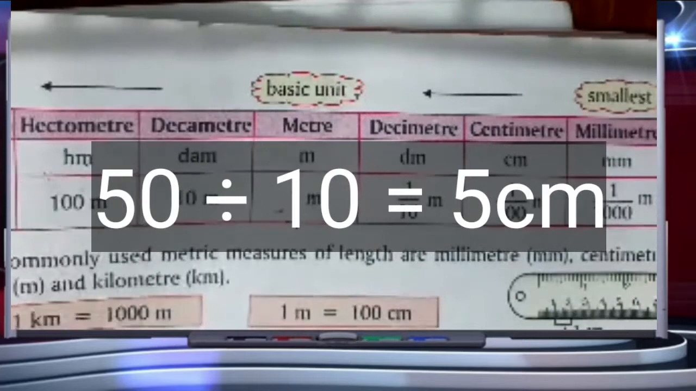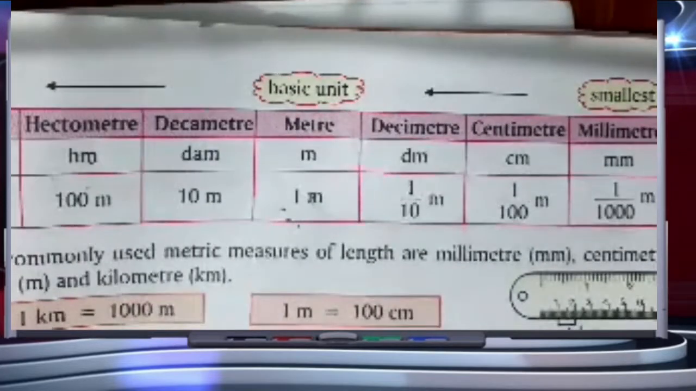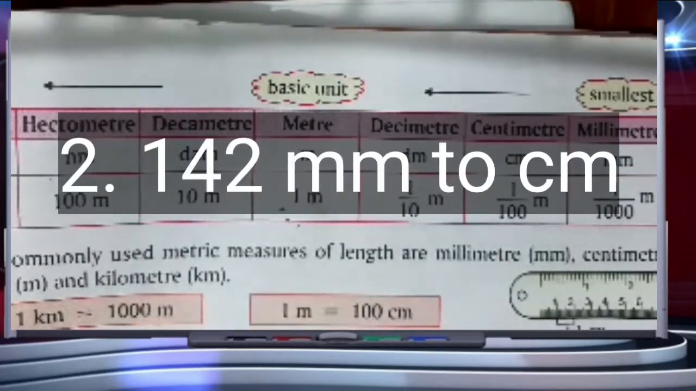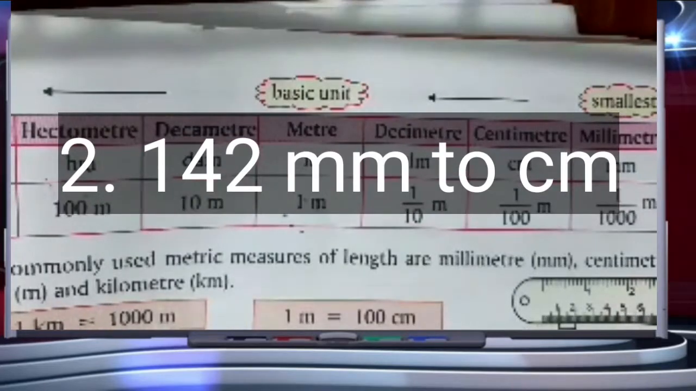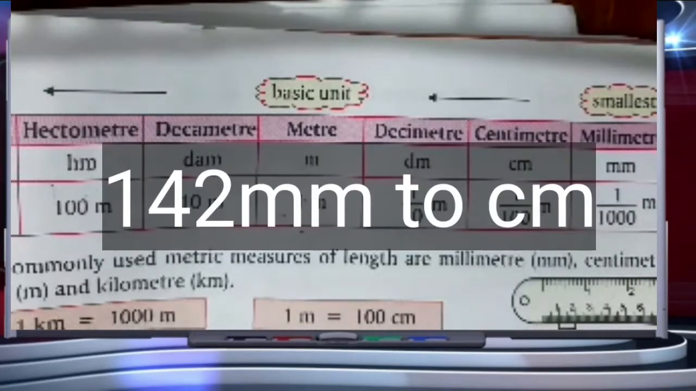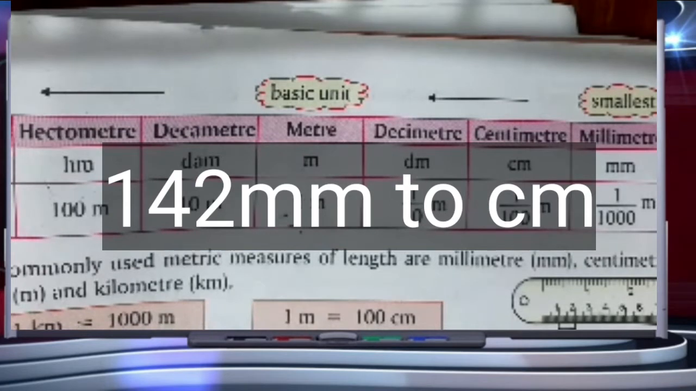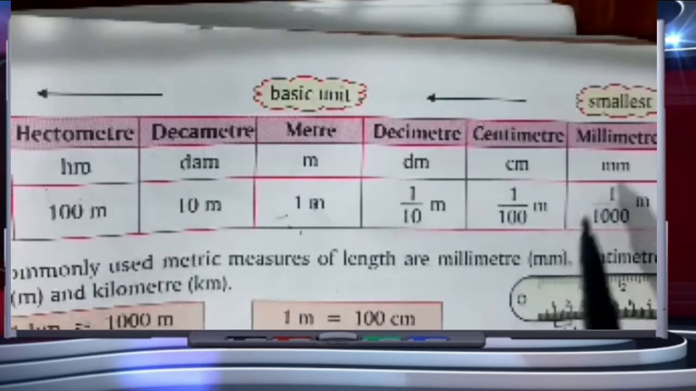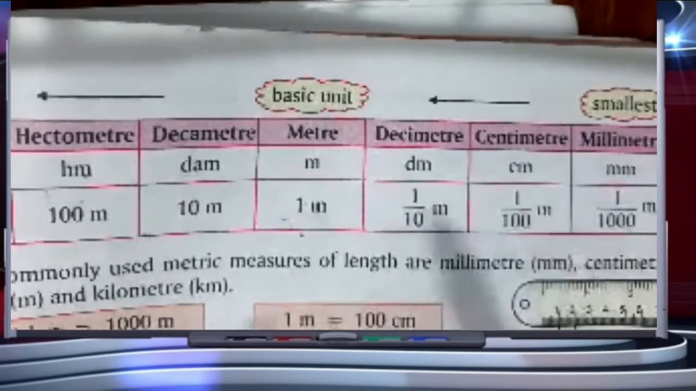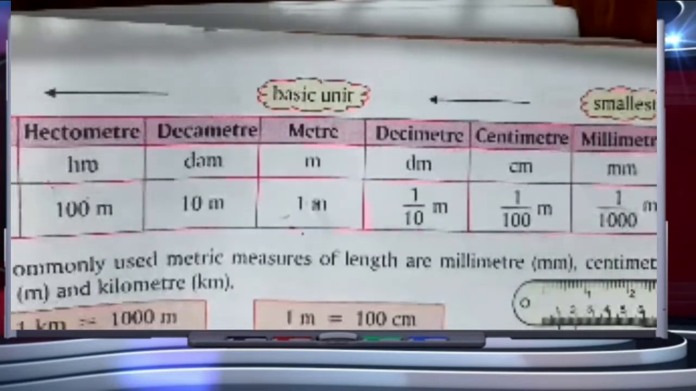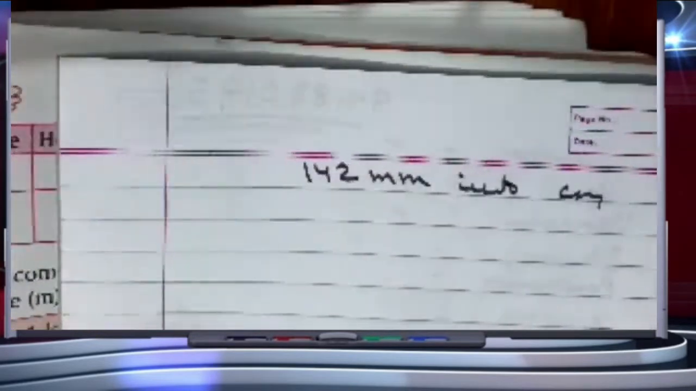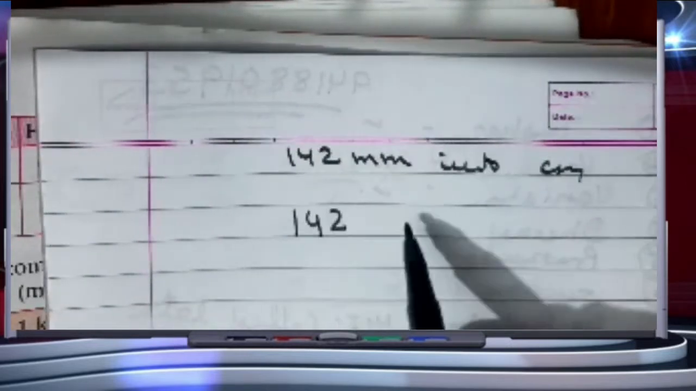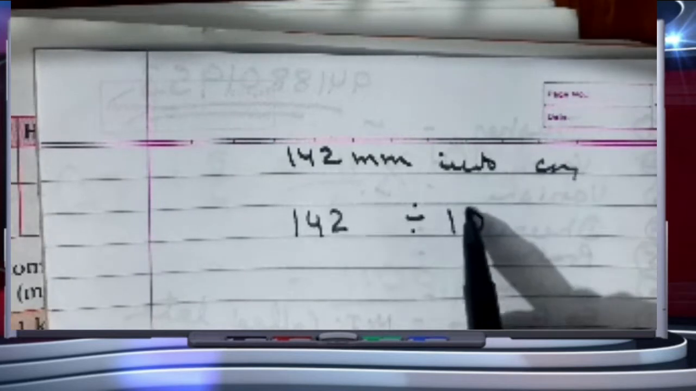So here 50 divided by 10 is equal to 5 centimeter. Now let us do question number 2. It is 142 millimeters into centimeters. Again, millimeter to centimeter, it means we will divide by 10. One jump, so we will divide by 10.